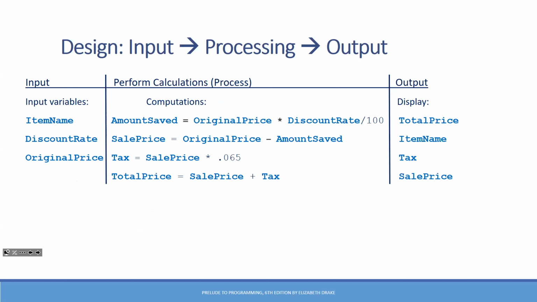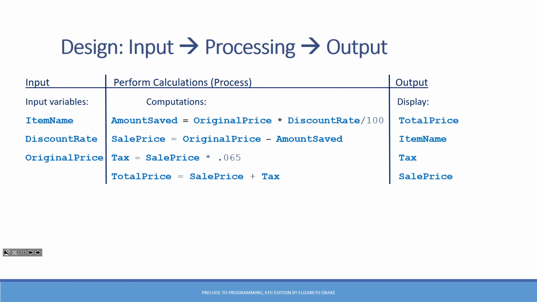So for this application, where we're going to calculate a sale price, we're going to need these three things as input: the name of the item, the original price of the item, and the percent that it's on sale for. Here in the middle in our processing, we have all those calculations that they supplied for us. And then over here, in this area, we have our output. So our output is going to be our total price. Here's that variable being calculated.